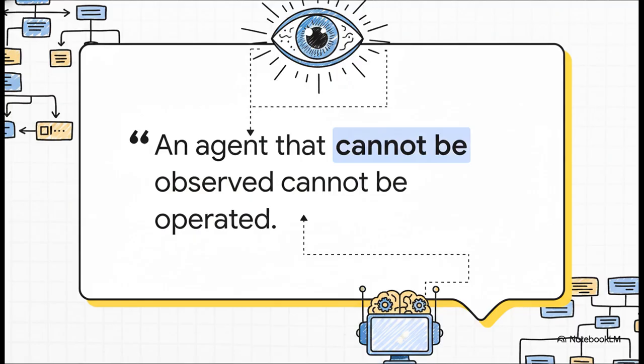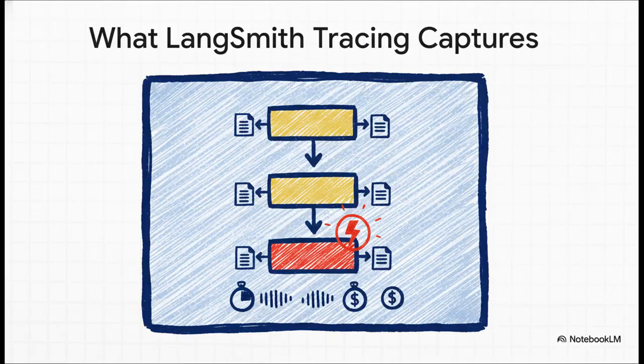LangSmith is the observability platform designed for this exact problem. It is literally your window into the mind of your agent. And the level of detail you get is just incredible. It's not some messy log file. It's a full hierarchical trace of every single run. You can see the exact input and output of every single node, how long each step took down to the milliseconds, how many tokens you're burning for cost analysis, and exactly where any errors popped up.